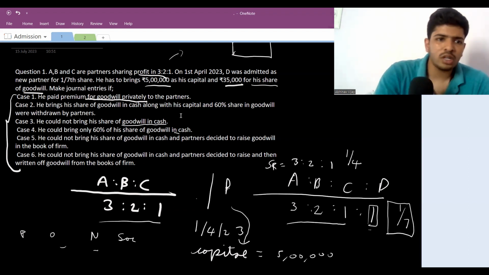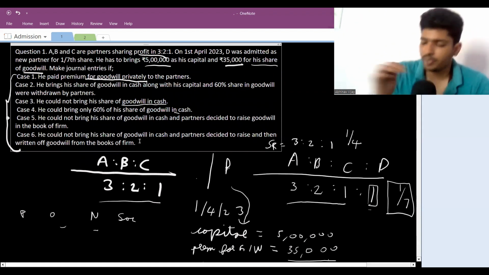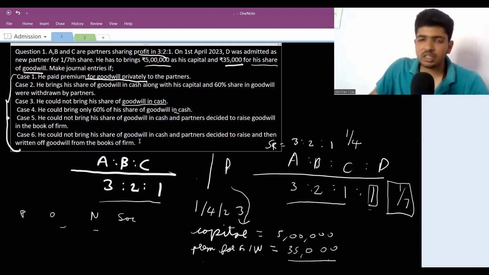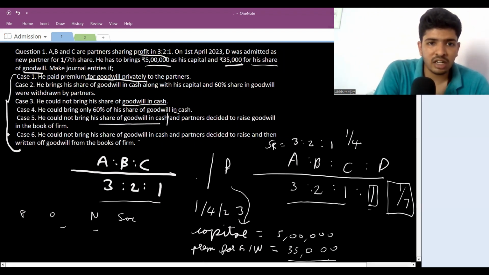Now, case 4 is over. Now, case 5. He could not bring his share in cash, and partners decided to raise goodwill in the books of the firm. Now, wait. The last 2 cases are very particular. What I need you to do is pay attention to what I'm telling now. Whenever they say he could not bring his share in cash, and they just left it like that, it becomes the previous case. You take from D's capital account, but the entry needs to be passed.